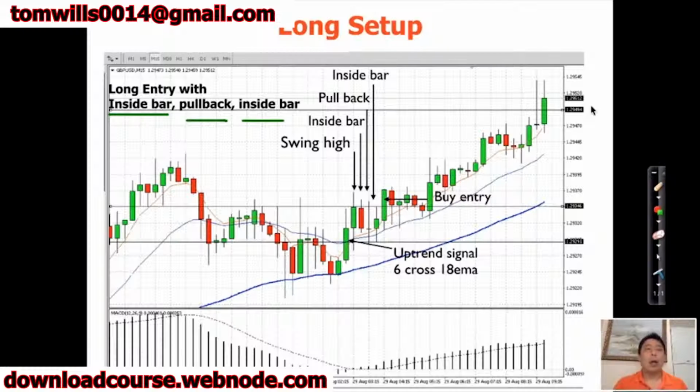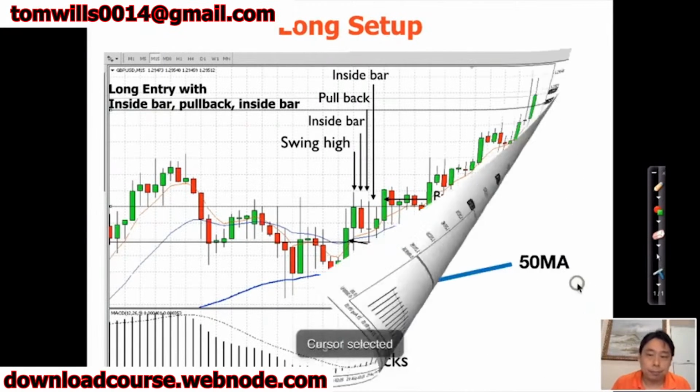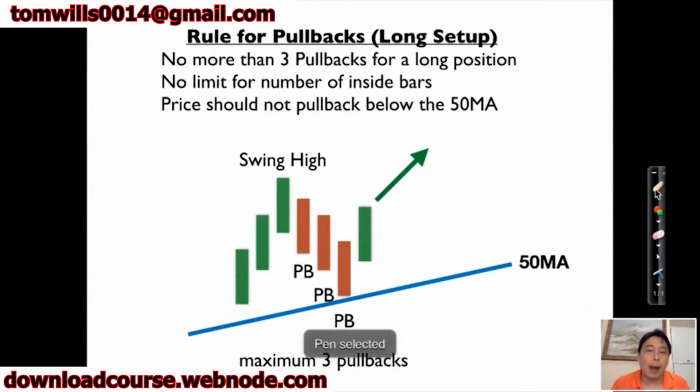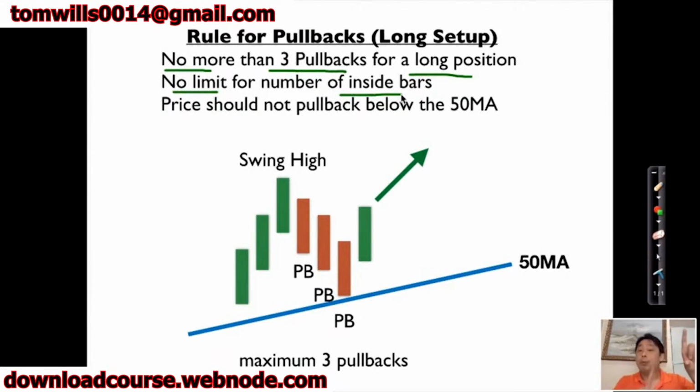So some of you may ask, okay, so you're going to swing high, you're going to pull back, now is there a maximum number of pullbacks that I can accept? I can't pull back forever, right? Yes, there is a maximum. So here are the rules for pullbacks. You should have no more than 3 pullbacks for a long position, but you can have as many inside bars as necessary, right? So no more than 3 pullbacks. What's a pullback? Lower high, lower low, no more than 3 of them, okay?